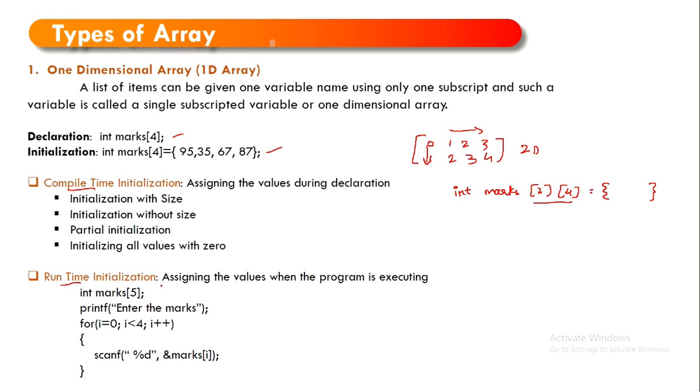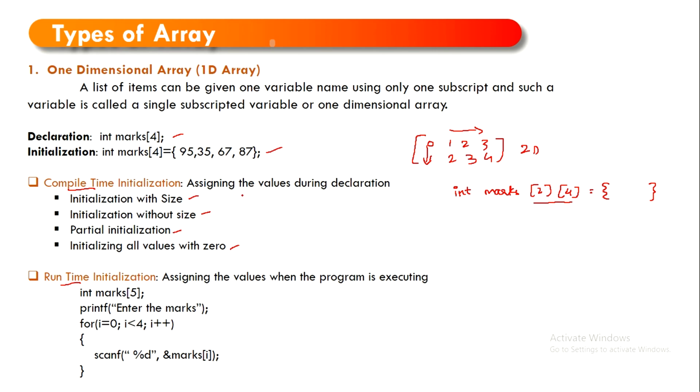Now what is runtime initialization? This is assigning the values when the program is executing. For example, if we are taking the data from the user and then filling the array with the user-entered data, at that time we call it runtime initialization. Before understanding this with an example, let's see the different types of compile time initialization. We have initialization with size, without size, partial initialization, and initializing all values with 0. These are the different ways we can initialize during compile time.